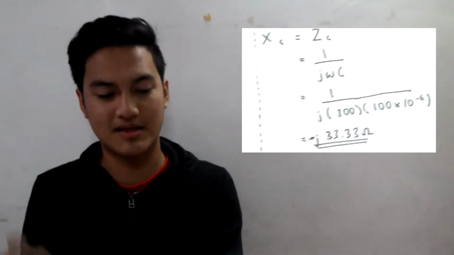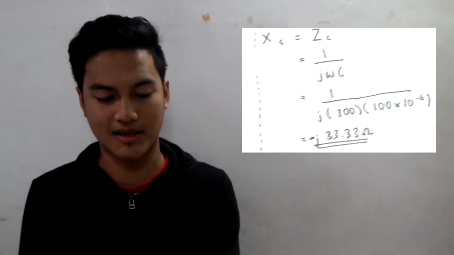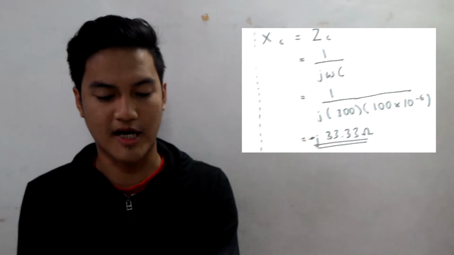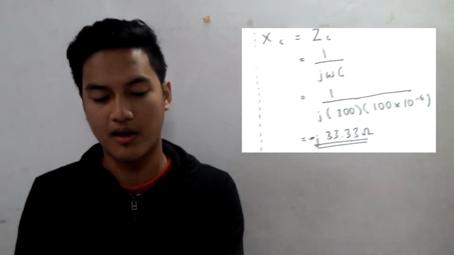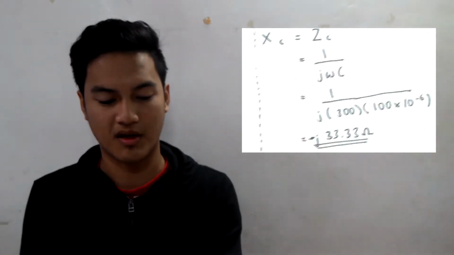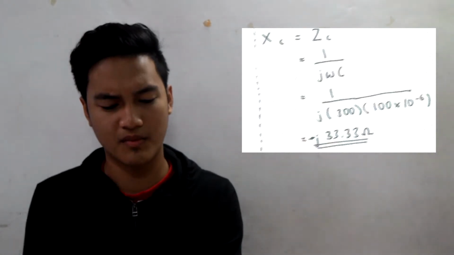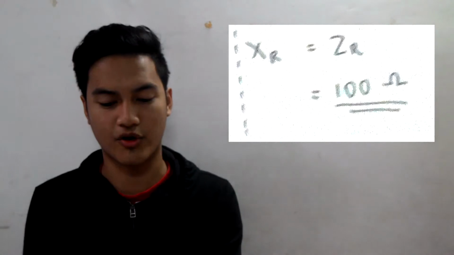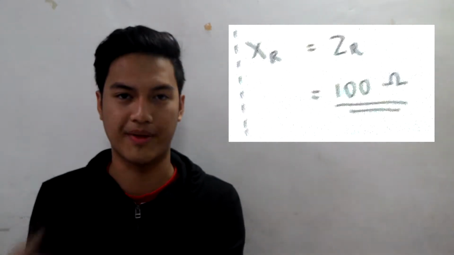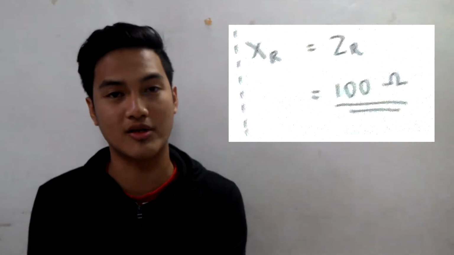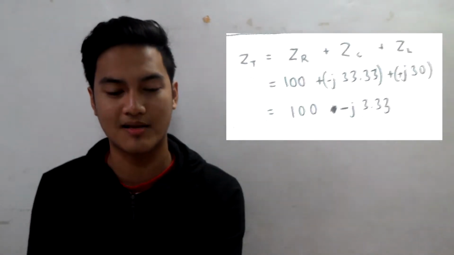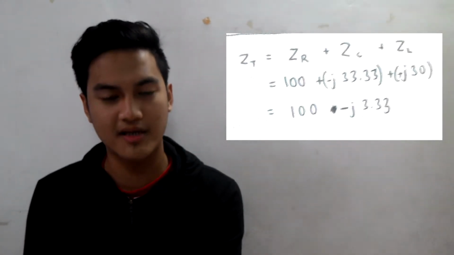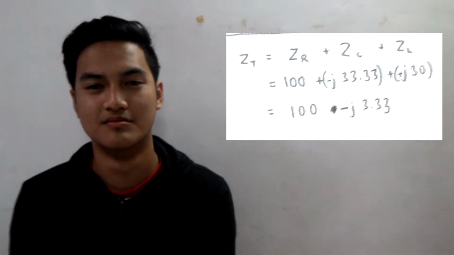That's the same. Okay, next is the capacitive reactance. The formula is as in here. The answer is negative j33.33 ohm. Therefore, the impedance is the same. Next, the reactance of the resistance is 100 ohm. It is the same for the impedance. Therefore, to get the total impedance is the summation. The answer is 100 plus j3.33. Thank you.